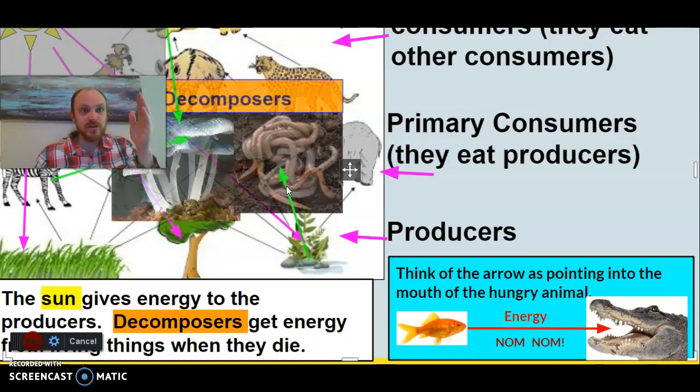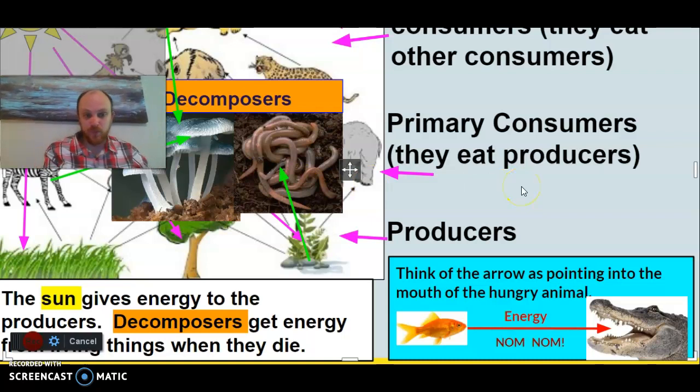And then also everything, when they die, gives energy to the decomposers. So the lion, the zebra, the plants, when all those things die, worms, bacteria, fungus break them down, get the energy that way. Look at this little picture at the bottom right.